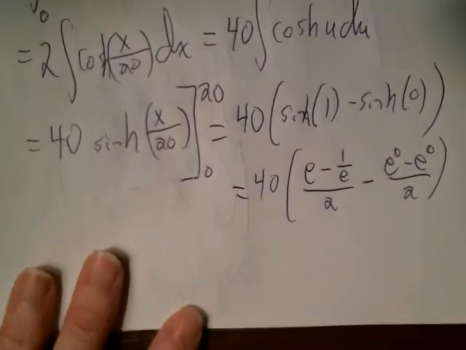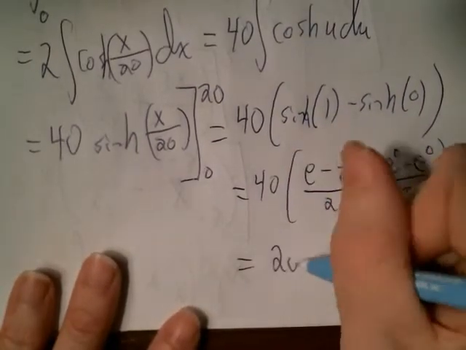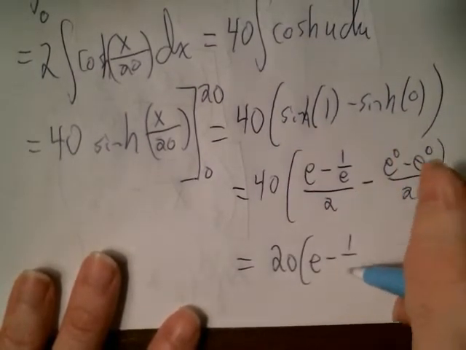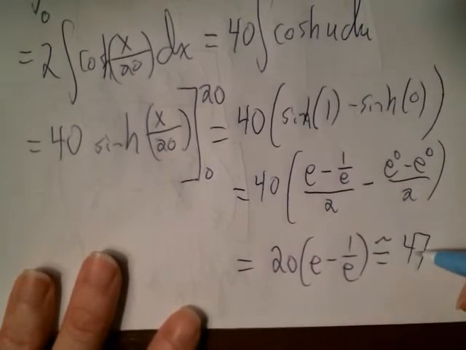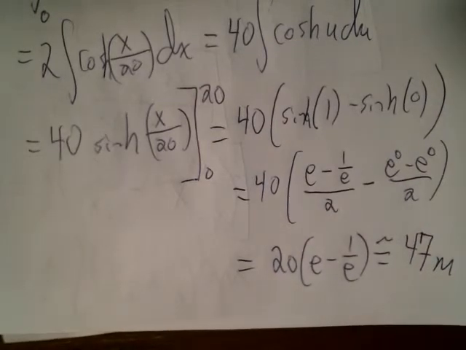This will be 0, so it's equal to 20 times e minus 1 over e when all is said and done. That's approximately 47, and we're dealing with meters in this problem, so it would be 47 meters. Okay, great.